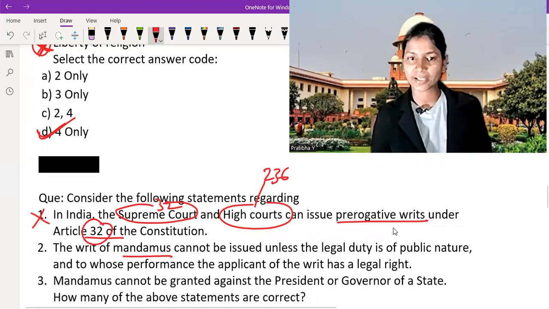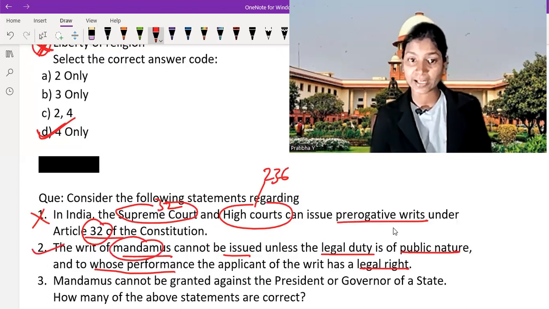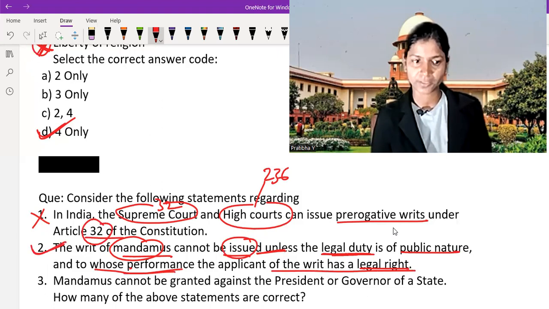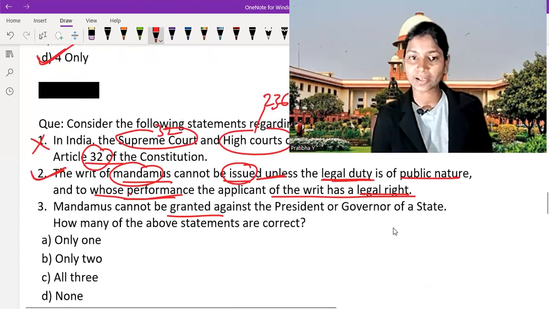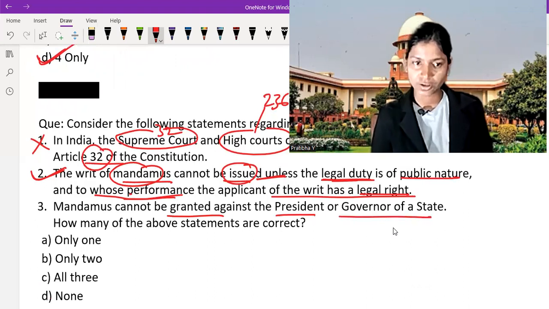The writ of mandamus cannot be issued unless there is a legal duty of public nature and the applicant of the writ has a legal right. Yes, this one is correct. The writ of mandamus cannot be issued unless legal duty of public nature and whose performance the applicant of the writ has a legal right. So this one is correct. Third one is mandamus cannot be granted against the president or governor of the state. So this one is also correct.